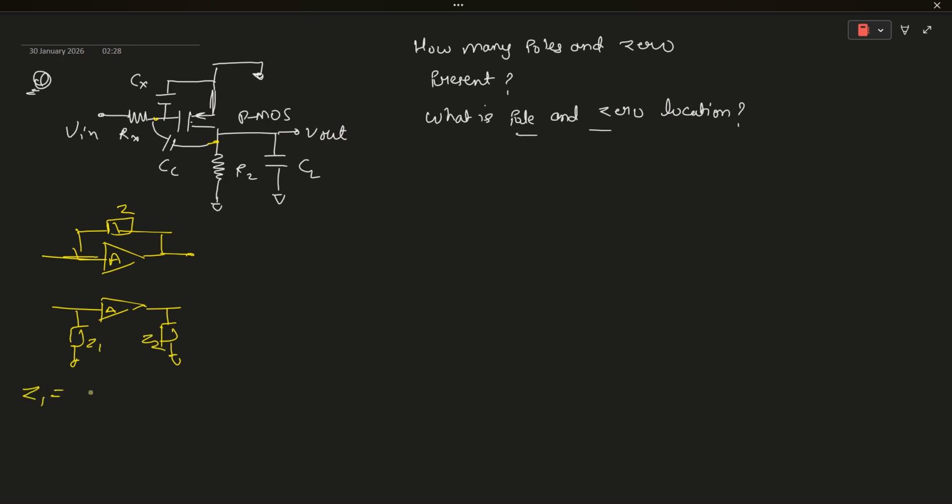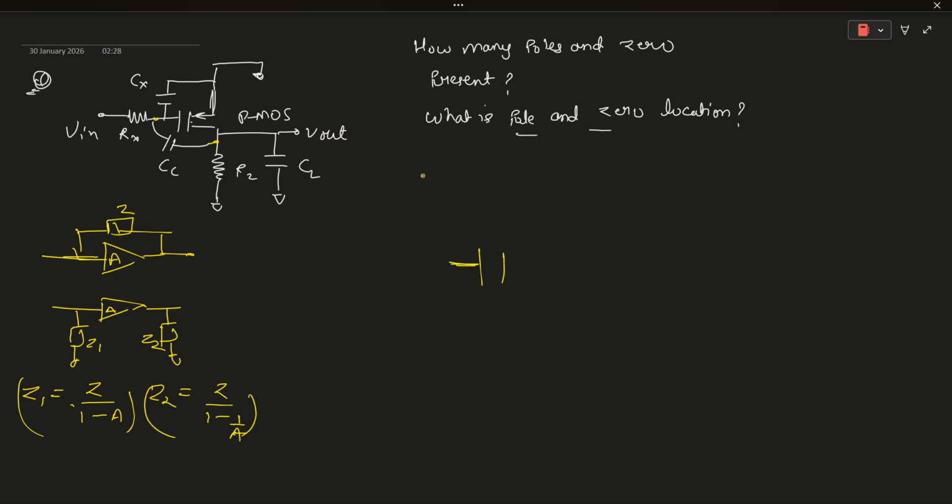What is the value of Z1? Z1 value is impedance Z upon 1 minus A, where A is this gain. And what is Z2? Z2 is the impedance Z upon 1 minus 1 upon A. So this is our splitting impedance. So first let me make the circuit here.